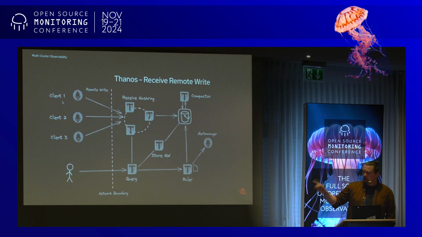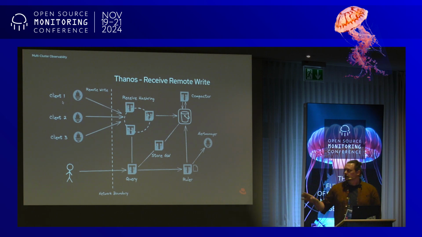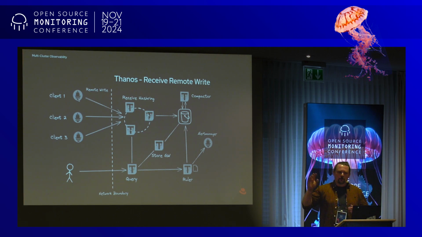This is for us, the more interesting architecture. This is the so-called receive remote write architecture. Here you have your source Prometheuses on the left side. This architecture is optimal in the case where you don't have full control about your source clusters. Here you basically only need to add a configuration to your Prometheus for remote writing things to a so-called receive hash ring. This is just multiple instances of the Thanos receive component forming a quorum and accepting the writes.